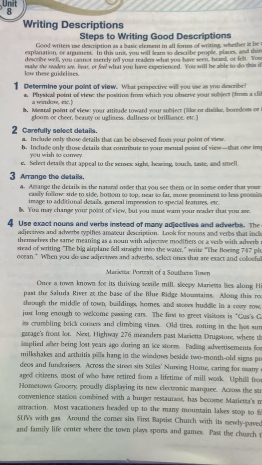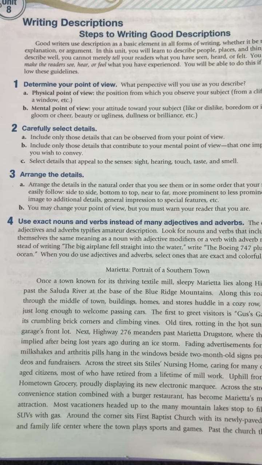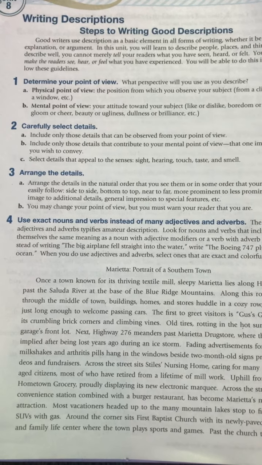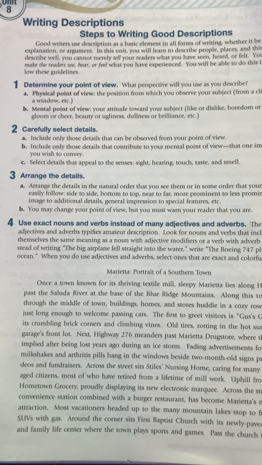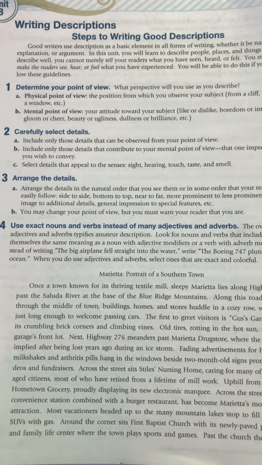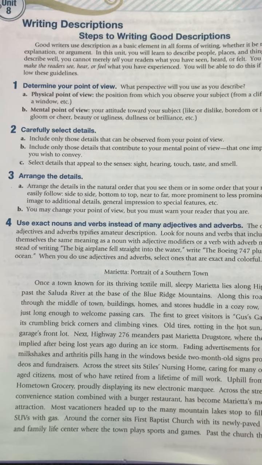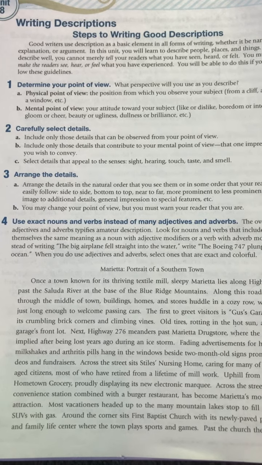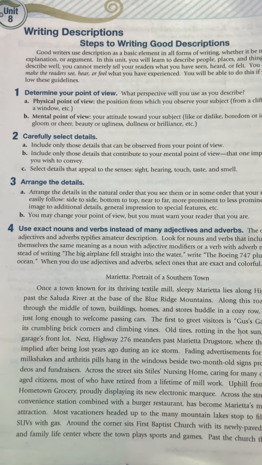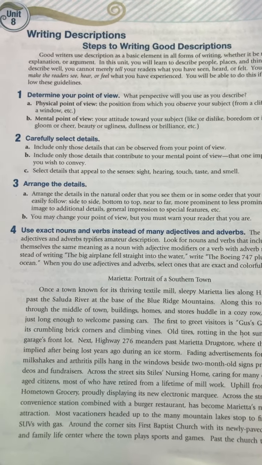So as you're looking in the paragraph, look for the point of view. That can be the physical point of view, where the character is, or their mental point of view, maybe things that they're thinking about that describe them. Then look for other details, whether those are things that can be seen, or maybe things that you can understand about how they're describing the personality or the way they're thinking about something. You can also select details that appeal to the senses, and then arrange those details in order.